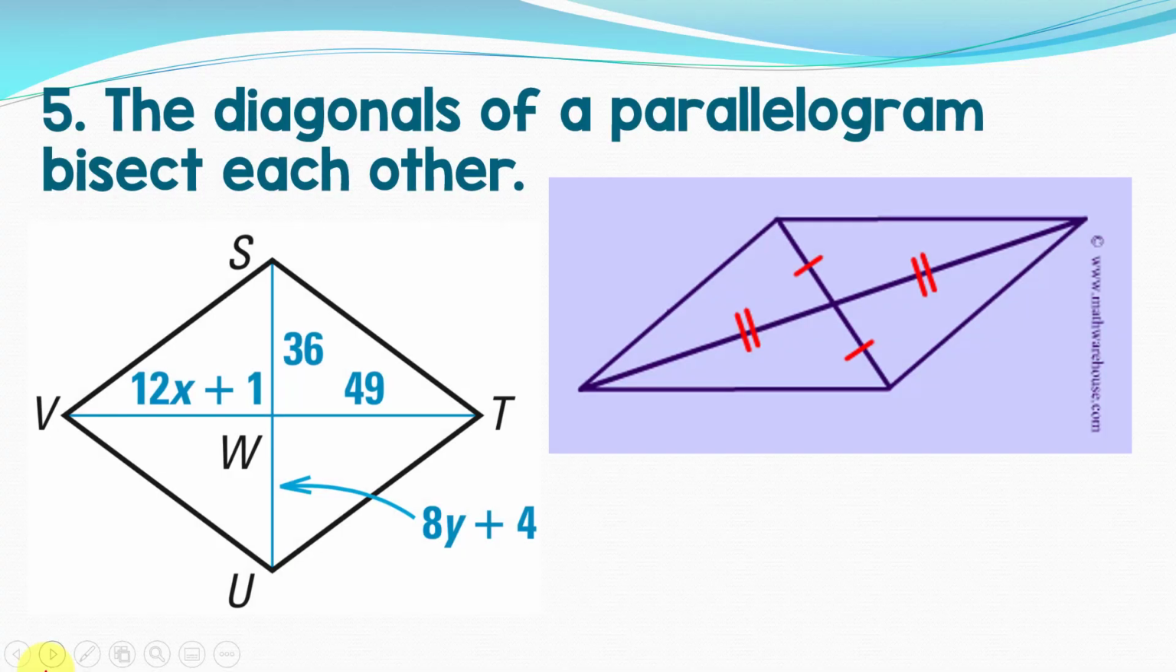And then the fifth property is that diagonals bisect each other. So that means each half of a diagonal is congruent to the other half. And at this point, they're not congruent to each other. They're just congruent to the other half. The diagonals themselves are different lengths.